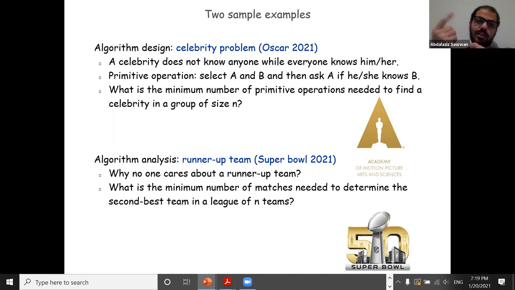We have to really check this one person: is he a celebrity or not? Yes, we have to check this one against all of the other people. How do you check? By asking all of the people one more time, against him. Exactly. Okay, so I still give you a full point.